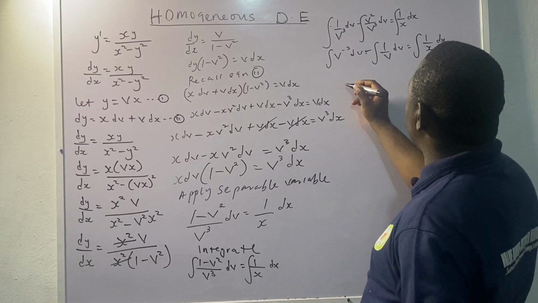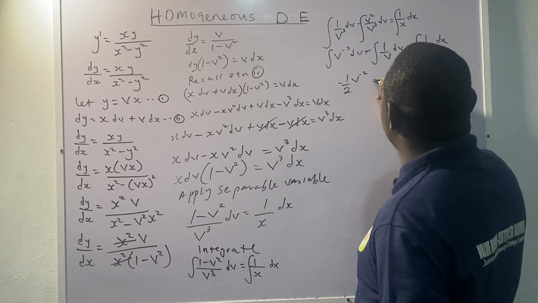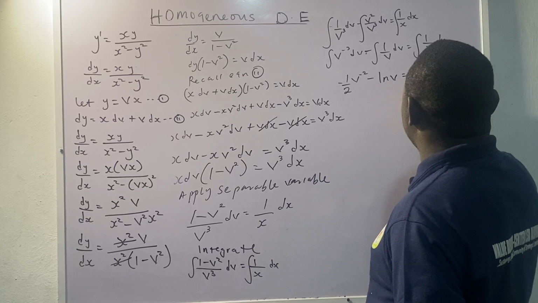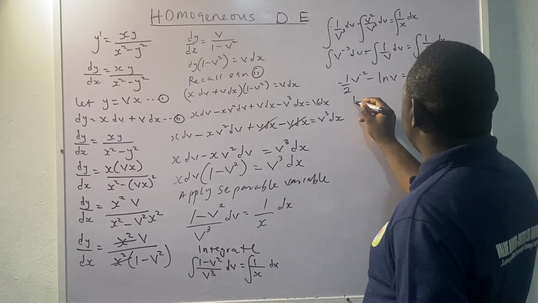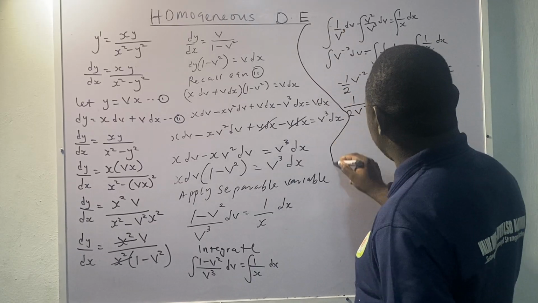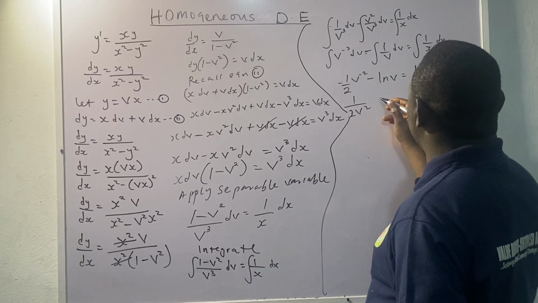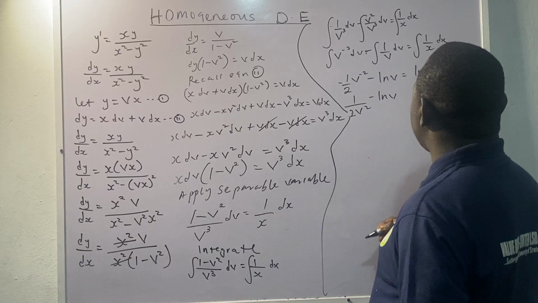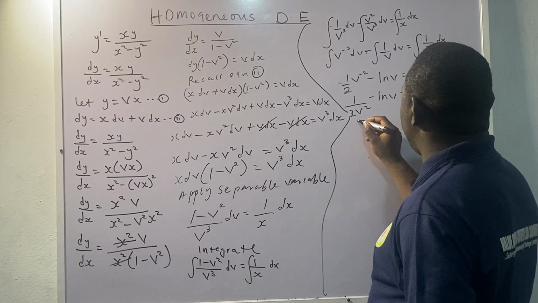So for this, integrate this, you have 1 over 2 v squared. When you integrate this, you have ln v, and then this is ln x plus c. So this is the same thing as 1 over v squared. So this is 2, please. 2. And this is ln v, ln x plus c.